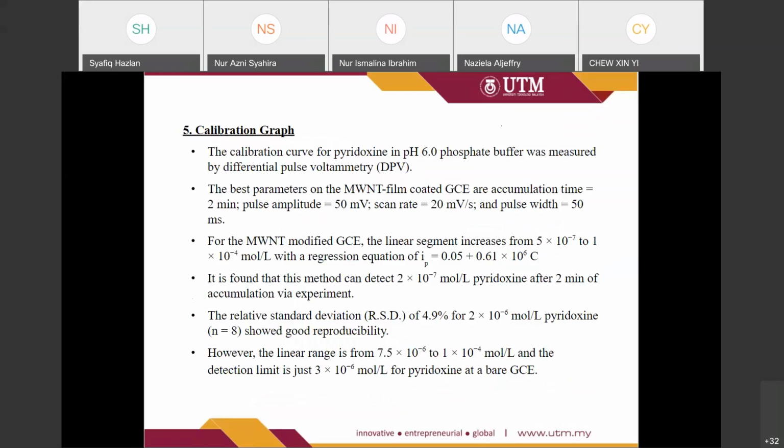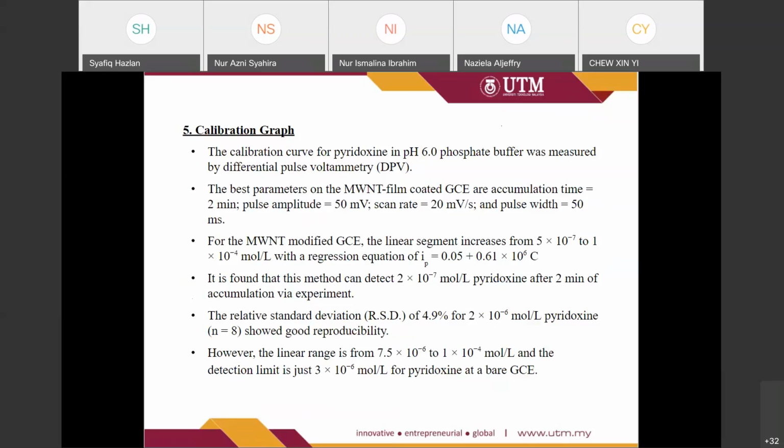For the multi-wall carbon nanotube modified glassy carbon electrode, the linear range is from 5 times 10 to the power of negative 7 to 1 times 10 to the power of negative 4 mole per liter, with a regression equation of Ip equal to 0.05 plus 0.61 times 10 to the power of 6 C concentration. So it is found that this method can detect 2 times 10 to the power of negative 7 mole per liter pyridoxine after 2 minutes of accumulation. The RSD was 4.9%, which showed good reproducibility.